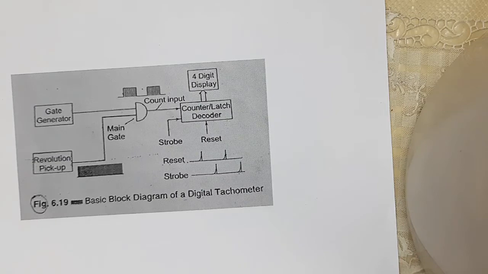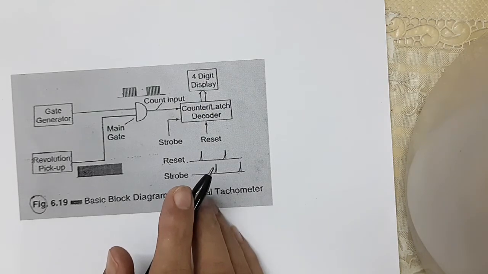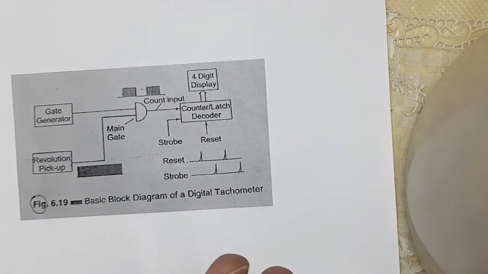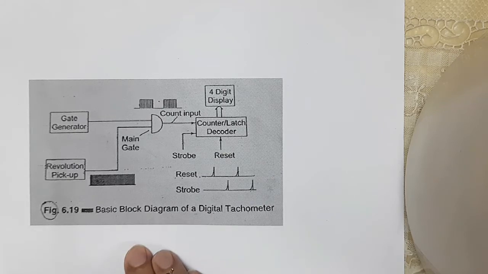Now paper number EL 5503, unit 2, digital instruments. This is lecture number 12, and I think these are the last two topics left in this chapter. We are discussing the digital tachometer, and the second one is the digital phase meter. These are the last two measurements of this chapter. So first of all, we discuss the digital tachometer.